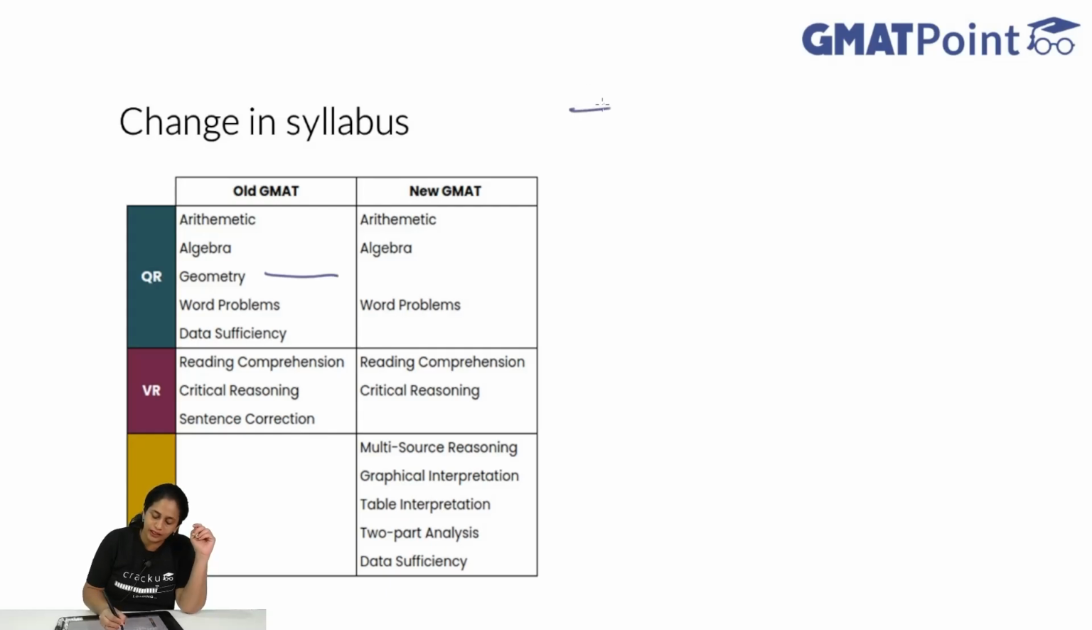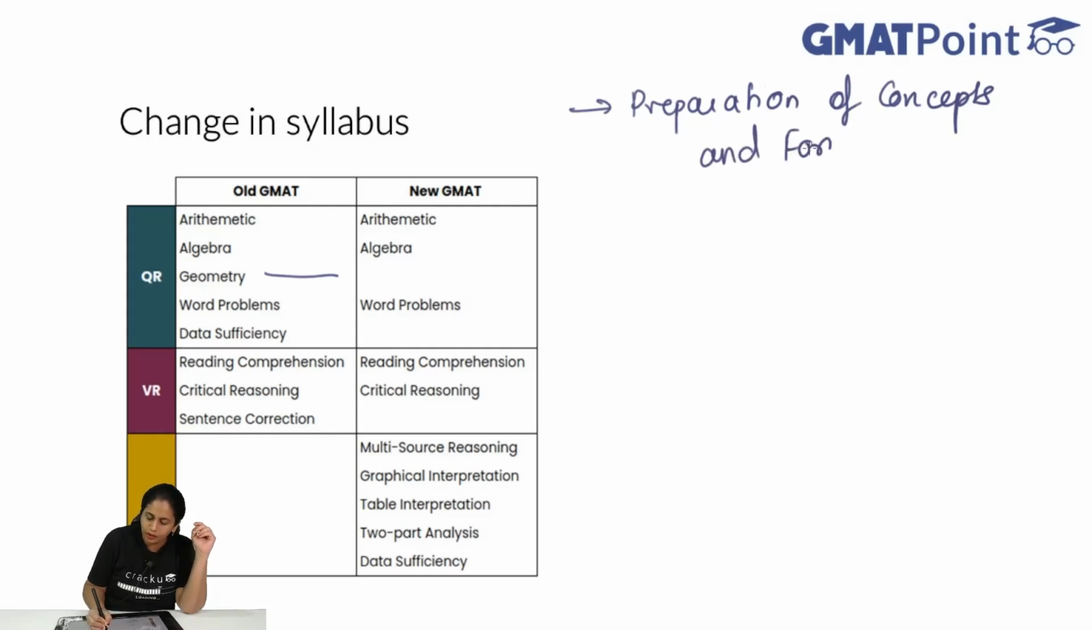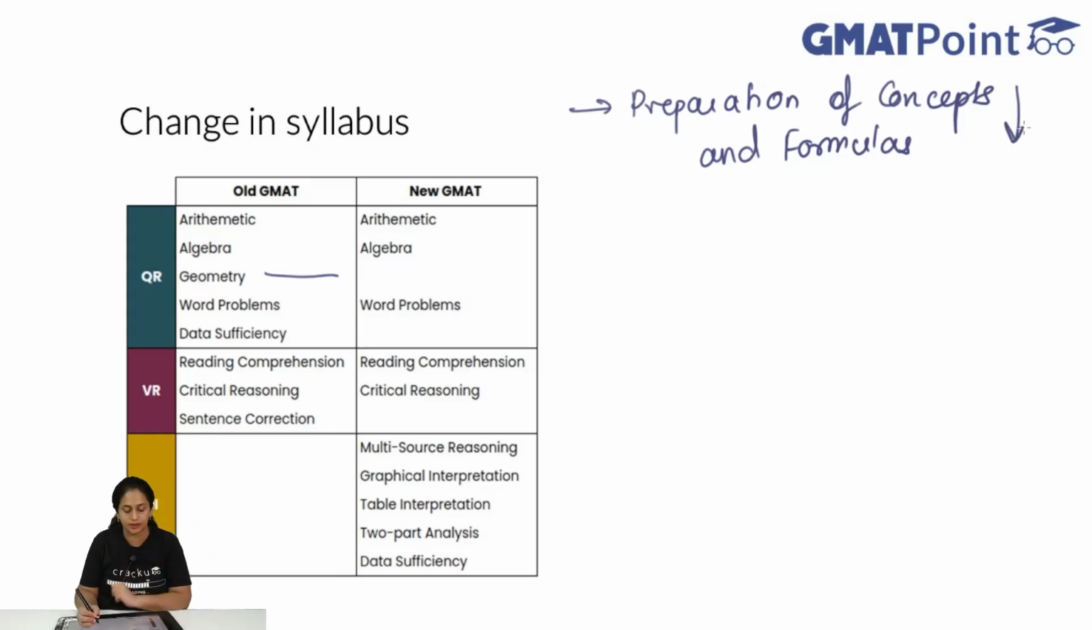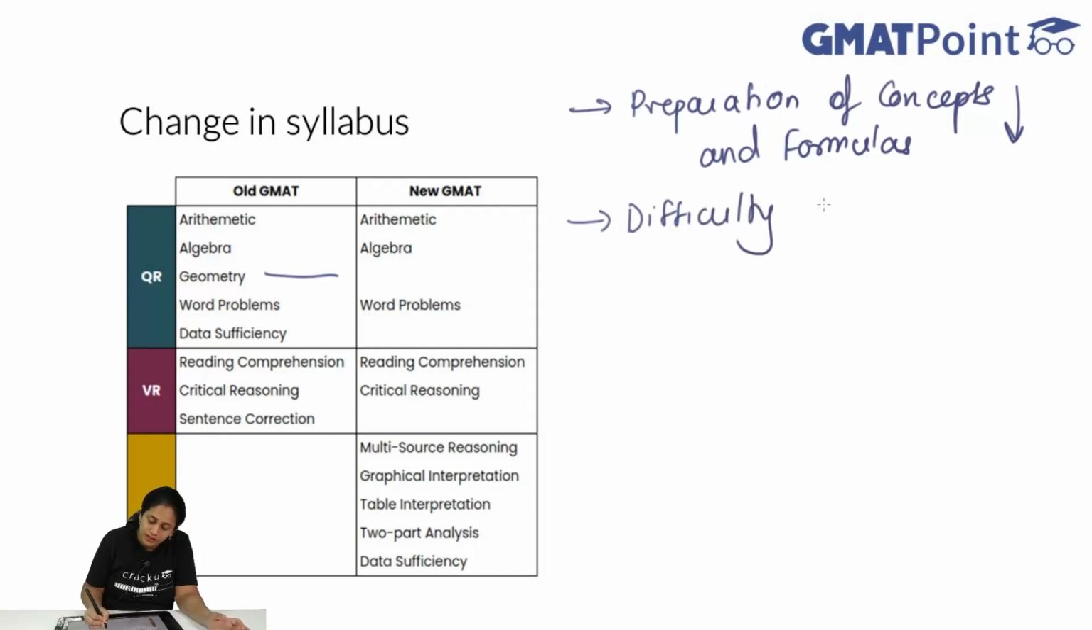So the level of difficulty in terms of preparation of concepts and formulas has definitely gone down. You do not require as much preparation of concepts, so you do not need to spend a lot of time preparing concepts. But what has actually gone up in its place? The difficulty of the section has gone up. The difficulty of the questions has gone up. So the concepts are easier, but the questions are harder. They require more practice.